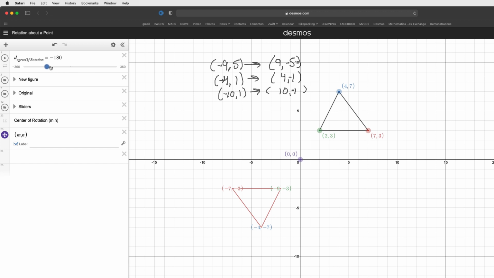And the beauty about this is that 180 degrees clockwise or counterclockwise gets us to the same place. So we only need to think about one of those. Whether we go clockwise or counterclockwise, we get the image to exactly the same place. So we'll finish off here.